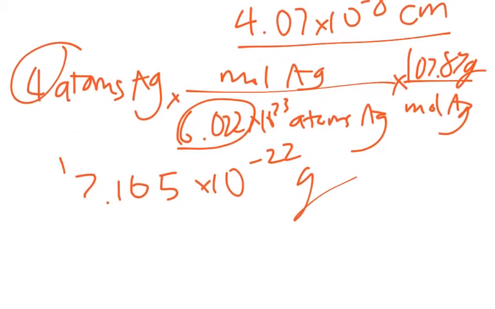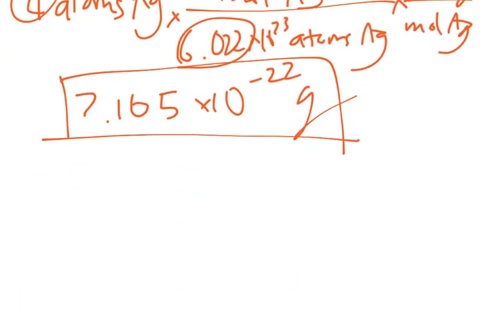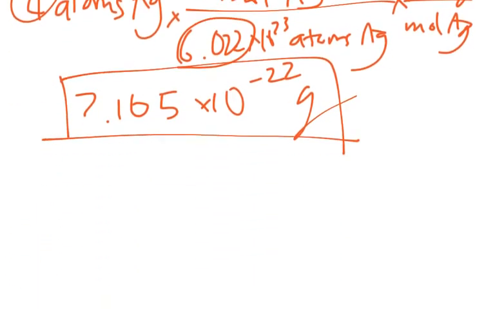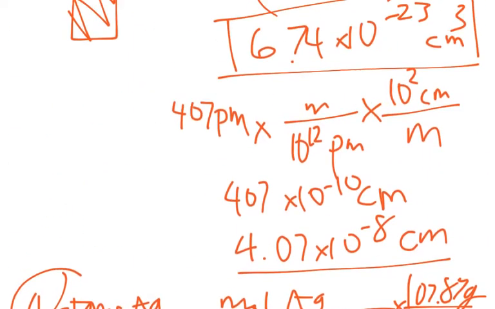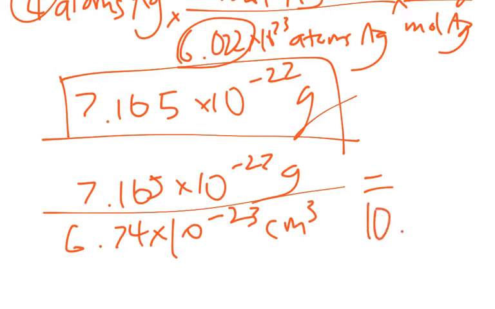And now we have the mass of the unit cell and the volume of the unit cell. So guess what? The density is just the ratio between the mass and the volume. So we can just divide these two. So 7.165 times 10 to the negative 22nd grams over, well, the volume is 6.74 times 10 to the negative 23rd cubic centimeters. Doing the math, we get that the density of silver is going to be 10.6 grams per cubic centimeter.